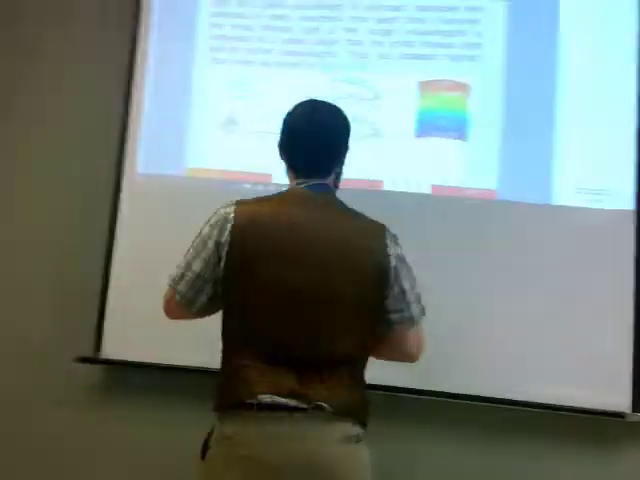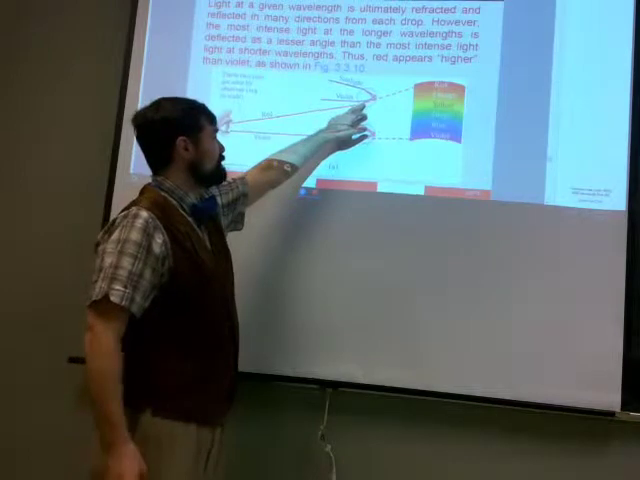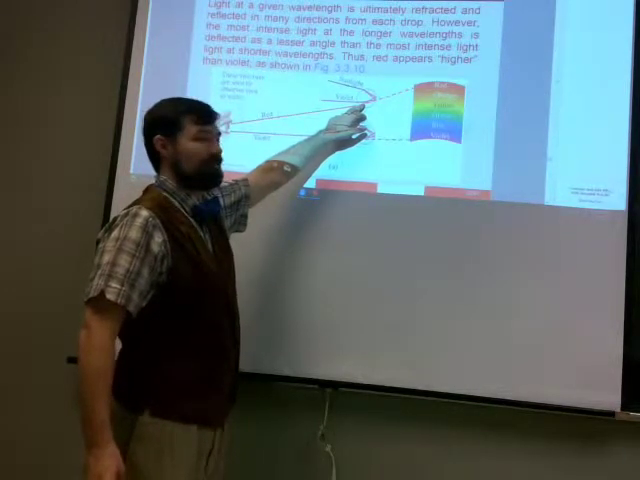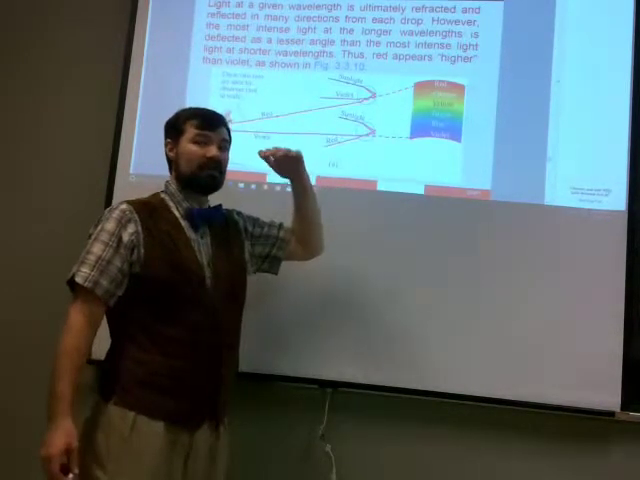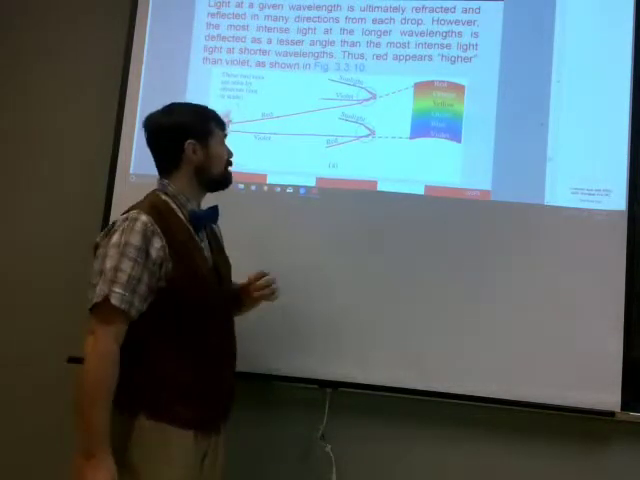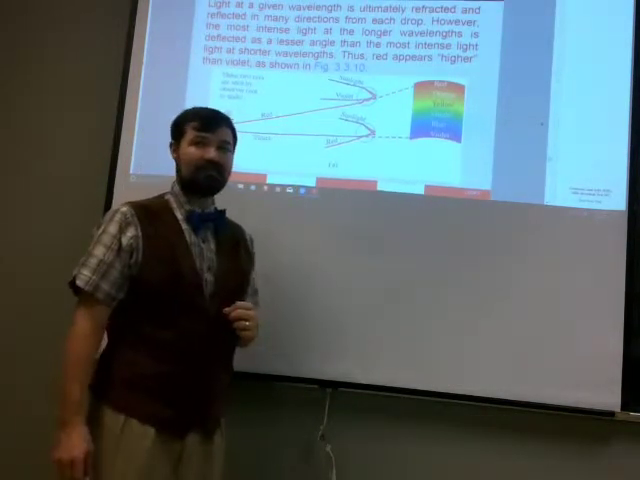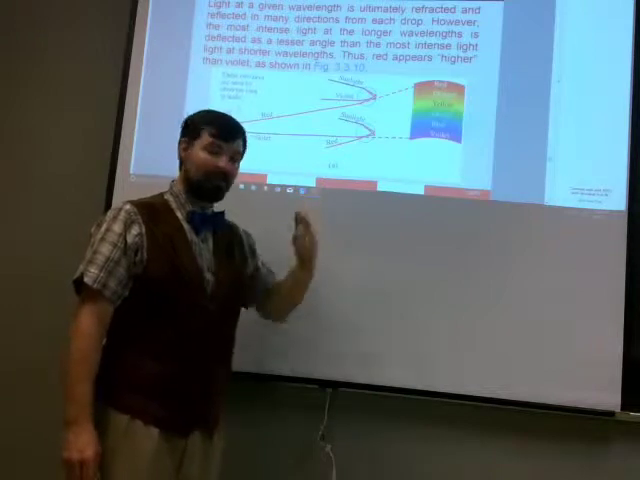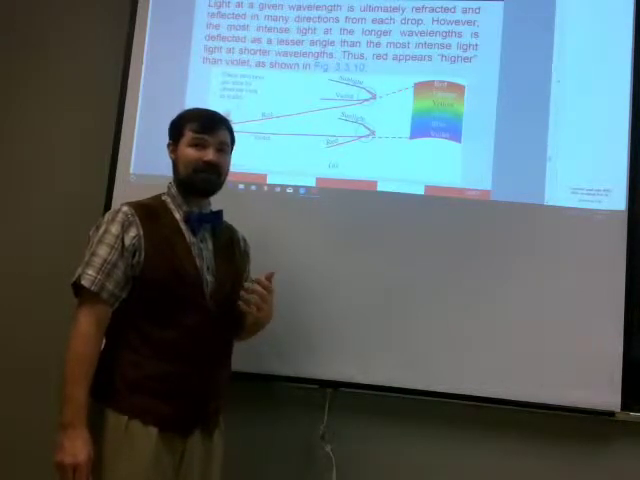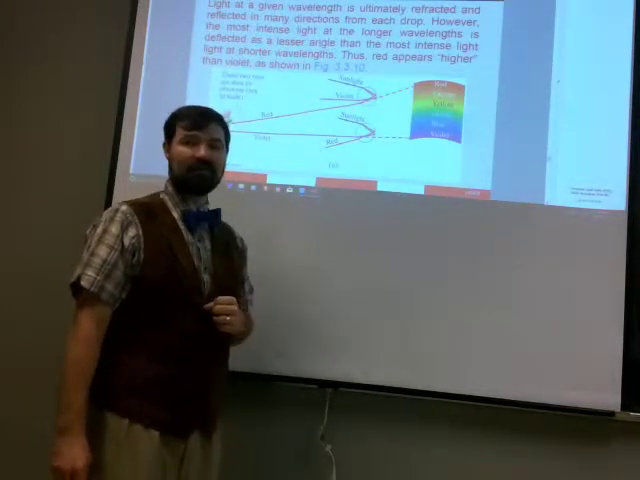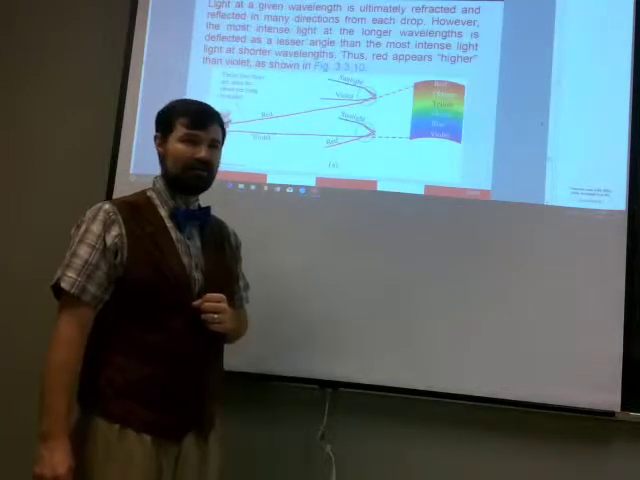But if you look at what angles stuff comes out at, this means that red should actually come out of the drop lower than purple does. So the colors that we see in the rainbow are sort of reversed from the actual order that they leave from the droplet of water. Why is that?